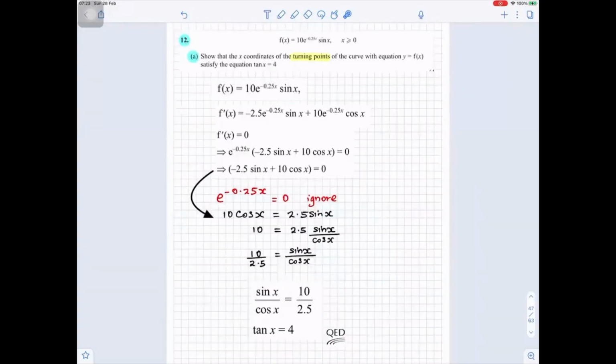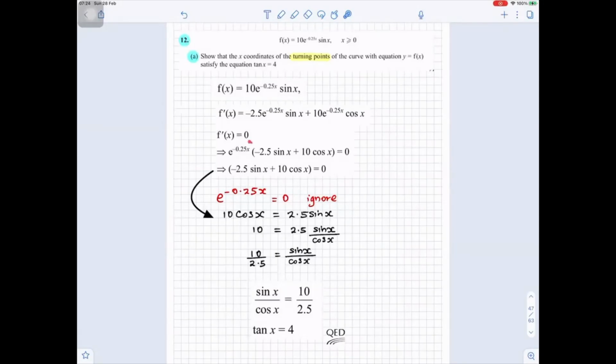So what you want to do is you got f of x, because it says turning points, that means you differentiate. At a turning point, dy over dx equals 0. So f dash of x is the same as dy over dx. That means you differentiate f of x and then you put it equal to 0. dy over dx is equal to 0 at turning points. So when you differentiate that, you put it equal to 0.